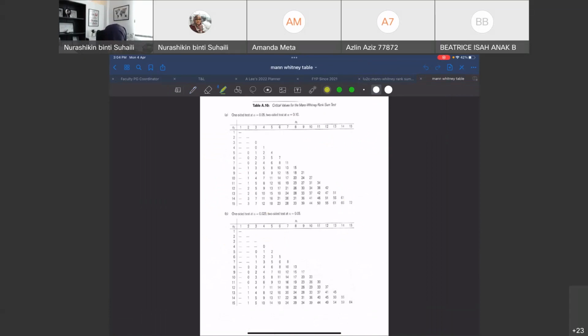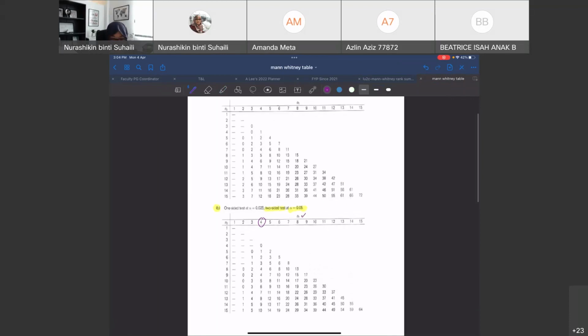Is it this one? Two-sided, alpha 0.05. So that's the condition, isn't it? So you have to use table B. And then your N1 and N2 is 4. So N1 is 4, this is N1.